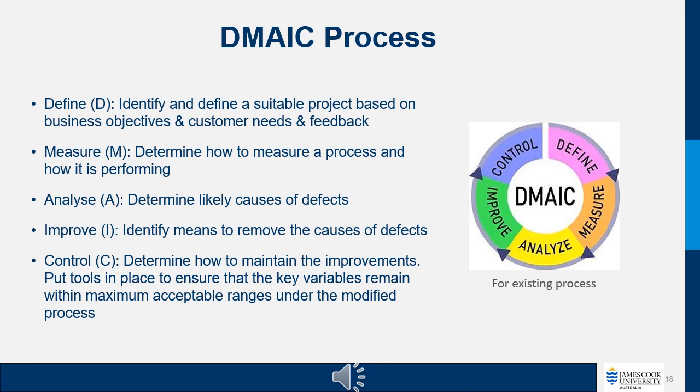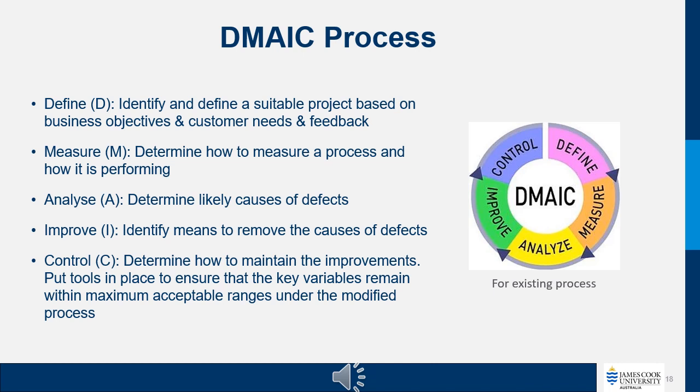Then we have improve. Based on the analysis, the team identifies means to remove or mitigate the cause of the defect. They brainstorm and implement potential solutions, making data-driven decisions to improve the process and address the identified issues. And the last stage is control. In the final phase, the team determines how to maintain the improvement achieved in the previous step. They establish control measures and put tools in place to ensure that the key variables remain within acceptable range.